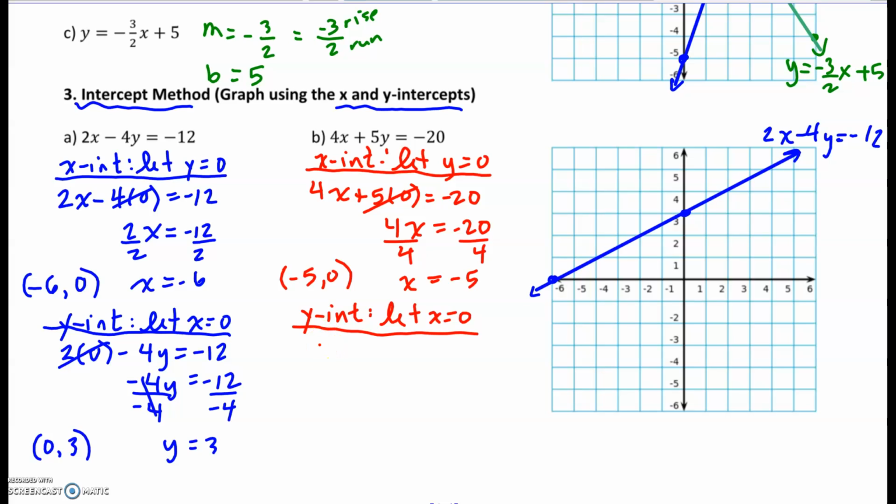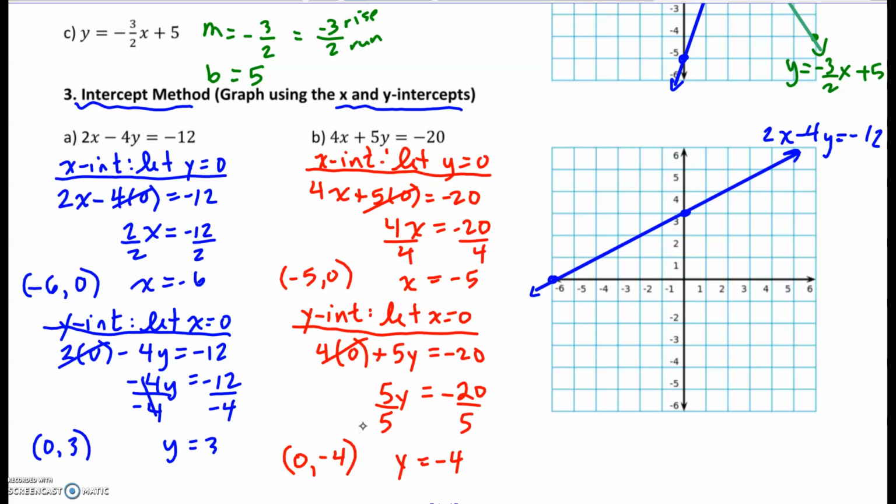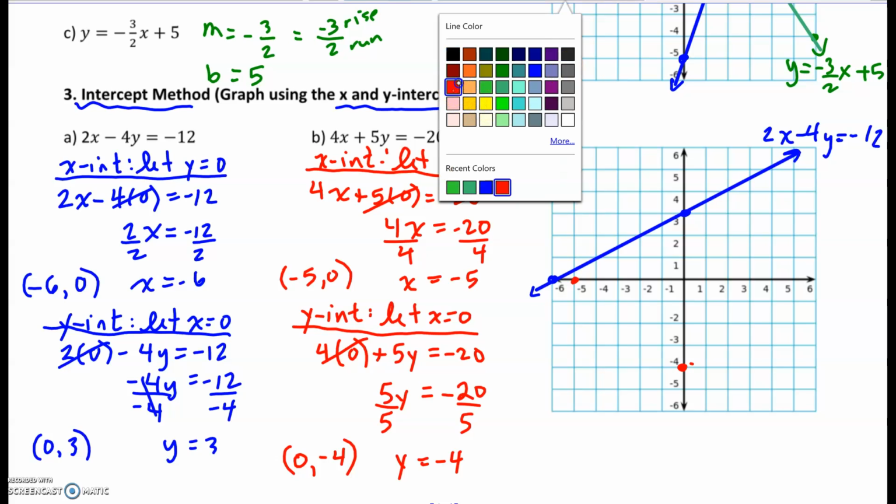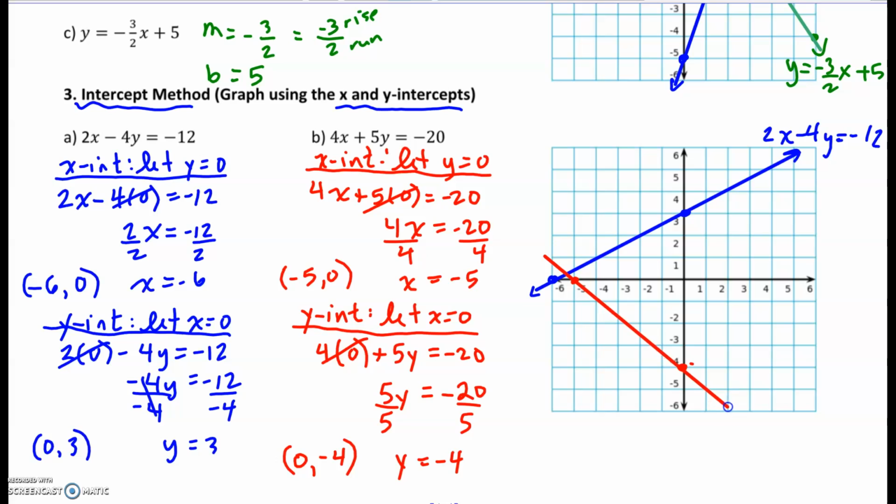Now we'll find the y-intercept by letting x equal 0. Okay, so I'm going to sub in 4 times 0 plus 5y equals negative 20. 4 times 0 goes to 0. So I have 5y equals negative 20. Divide both sides by 5. Y equals negative 4. And we'll write that as an ordered pair. So that will be 0, negative 4. Okay, let's go ahead and plot our points. So I have a point at negative 5, 0, and I have a point at 0, negative 4. We'll draw our line. Okay, we'll put arrows on the ends, and we'll label with the equation.